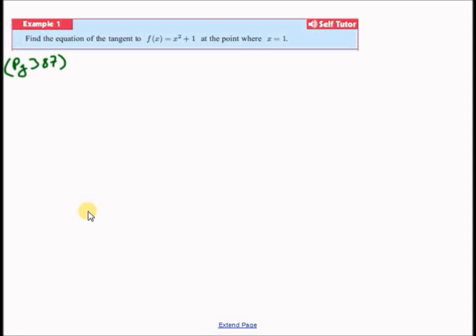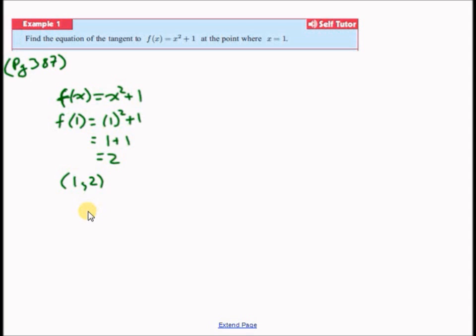Find the equation of the tangent. We've got x squared plus 1 as our function. We need to find the equation of the tangent at the point where x equals 1. Well, where is that point? f of x equals x squared plus 1, so we could determine where that point is by finding f of 1. And that point is the point (1, 2). Don't know if we need that information or not, but nice piece of information to have.